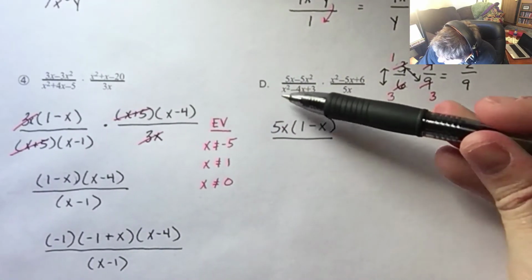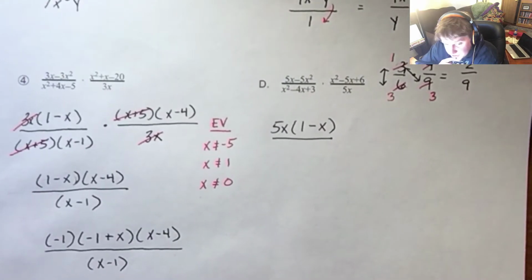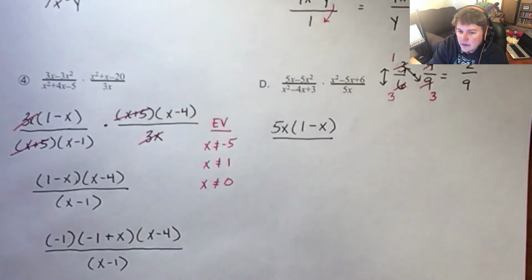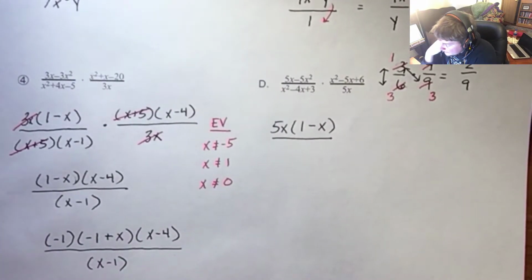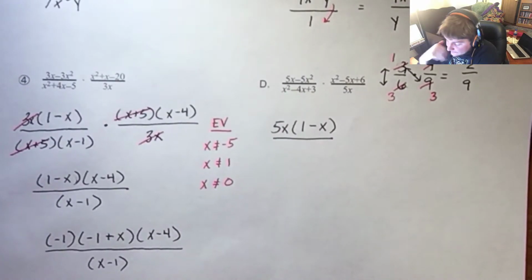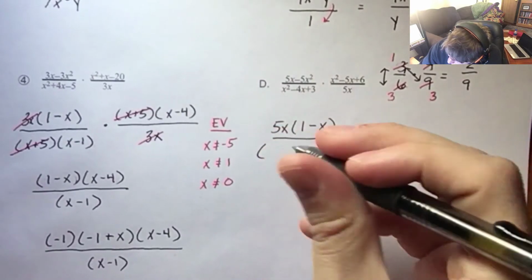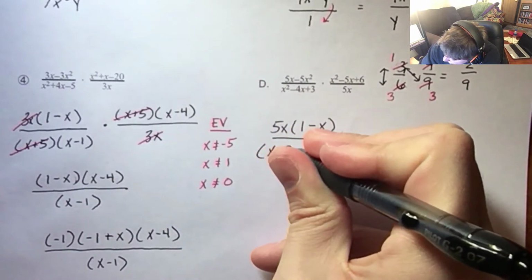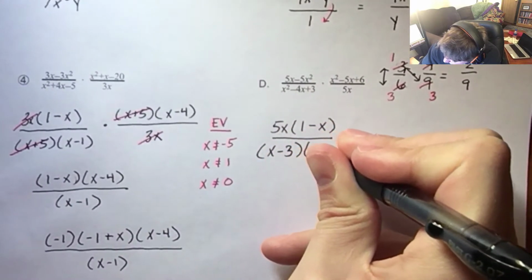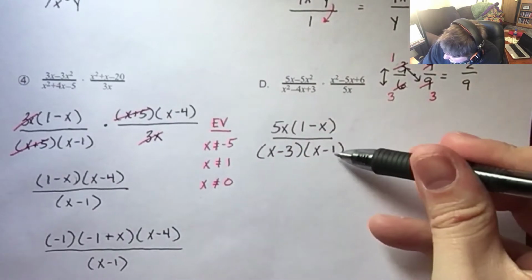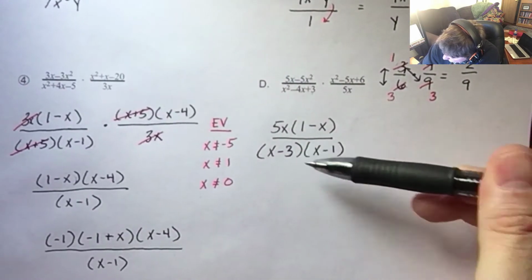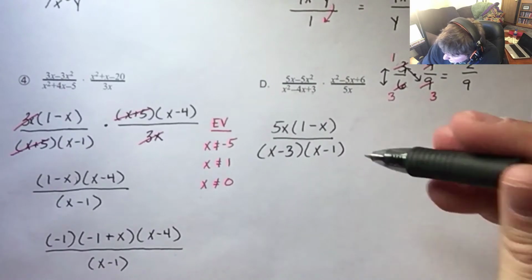Okay, and then I'm looking at x squared minus 4x plus 3. Three-term trinomial, and the a value is 1, so I'm looking for numbers that multiply to 3 and add to -4. So those numbers are -3 and -1. -3 times -1 is +3. -3 plus -1 is -4.